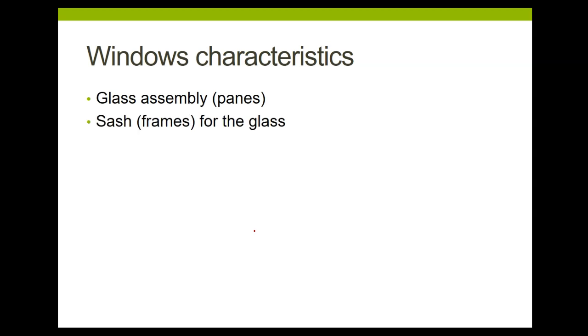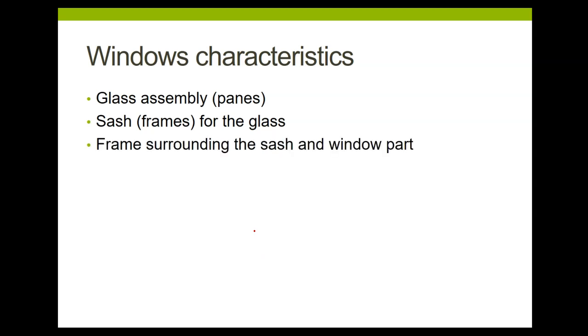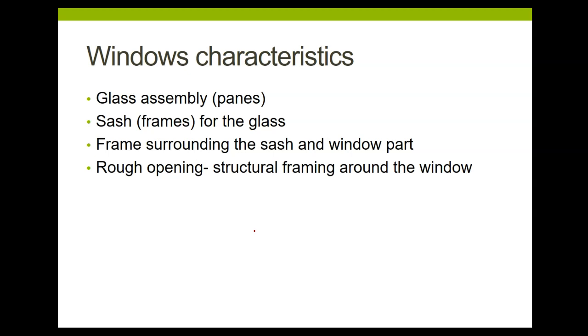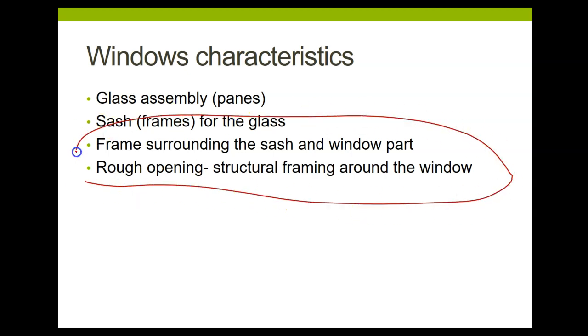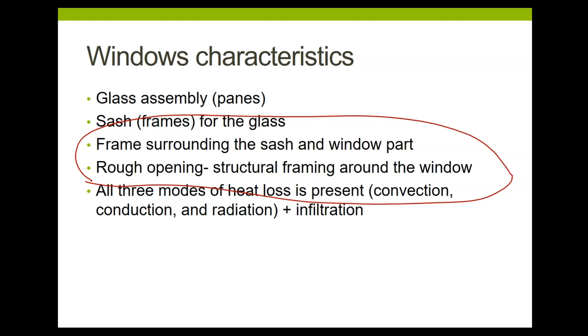Windows characteristics. There's the glass assembly, the panes, and there's the sash, the frames for the glass, and frames surrounding the sash and the window part. And there's also a rough opening in the structure, and this is where we have a lot of the issues between the rough opening and the frame. This is the area nobody pays attention to, and it leaks a lot of air and causes a lot of infiltration. So again, we have three modes of heat loss present. We have convection, from the air around the window. We have conduction through the sash and the rough frame, and we also have radiation plus infiltration. So every possible way to lose or gain heat is available in a window.